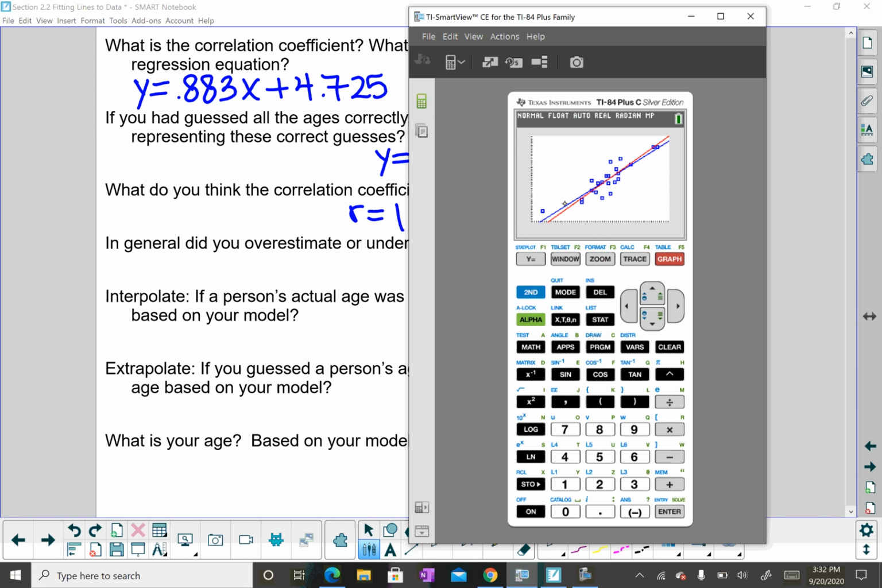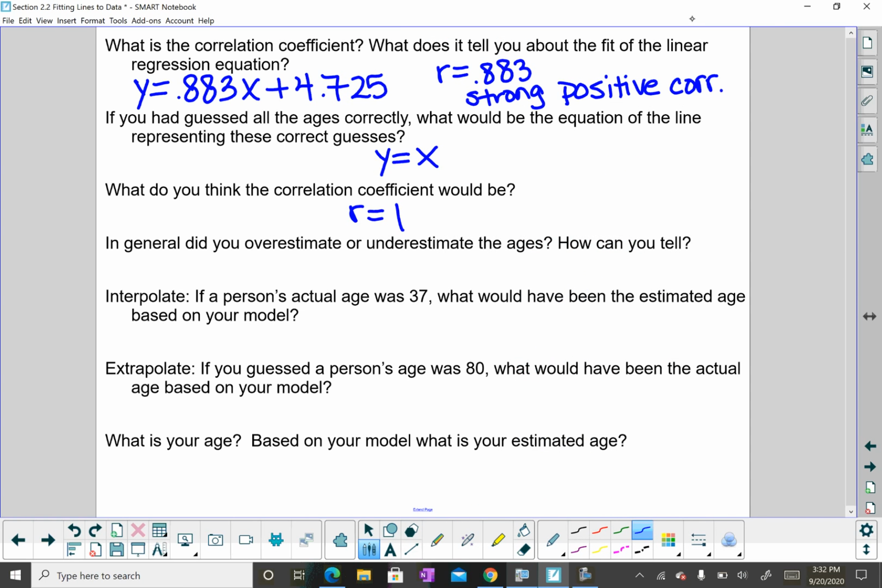Yours may look a little bit different. Maybe your blue line is well above the red line, and that means in general you guessed high. Or if your blue line's below your red line, that means in general you guessed low. His is a little mix of both. So did you overestimate or underestimate? He did both, and the picture is how we can tell: the graph of both lines, y equals x, the one that would have been correct, and then his guesses.